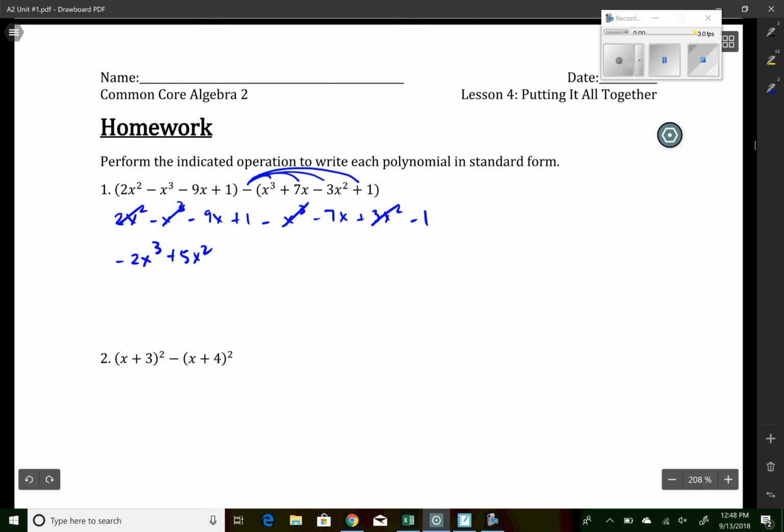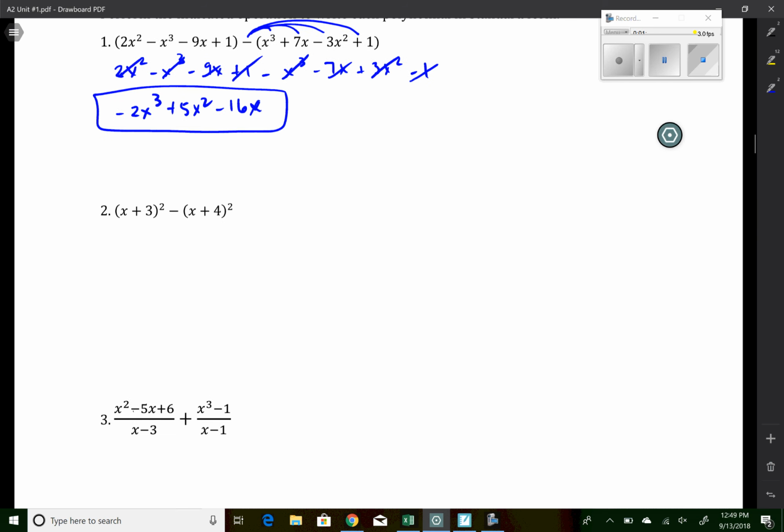All right, next one. (x plus 3) squared minus (x plus 4) squared. So first thing we want to do is multiply. If I do (x plus 3) squared, we can do our tabular method. Gives us x squared, 3x, and 9. And we get x squared plus 6x plus 9.